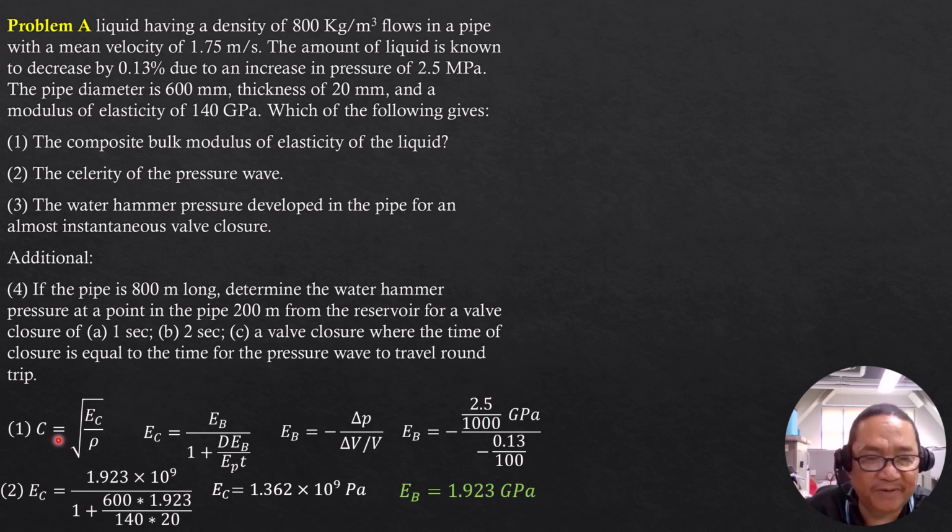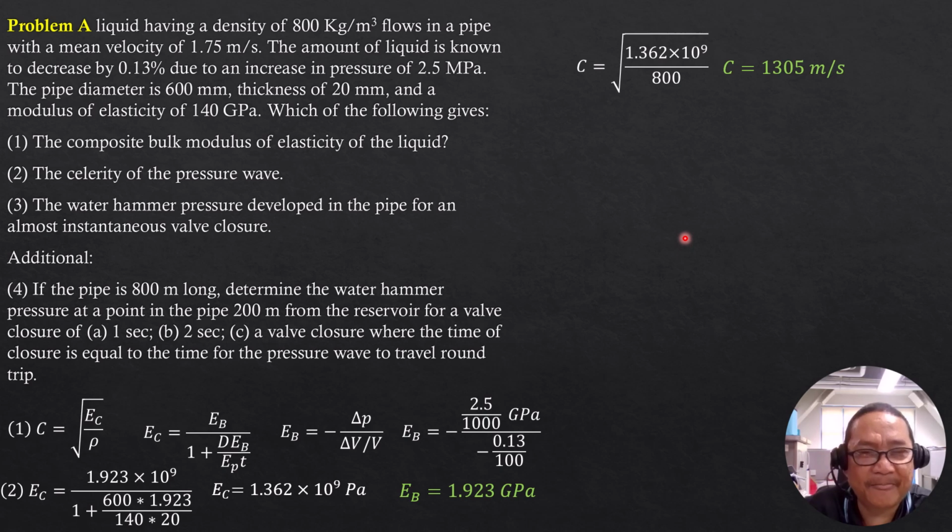Substituting to this formula, we can now compute the celerity. C is the square root of 1.362 times 10 to the 9 over the density of the flowing fluid, which is 800. So C is 1305 meters per second.